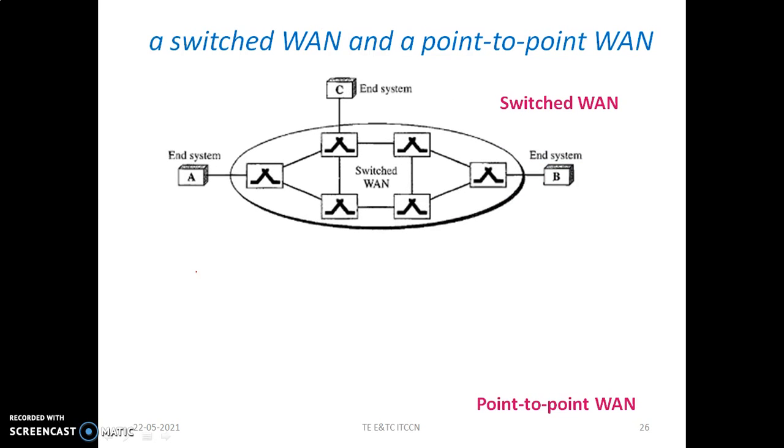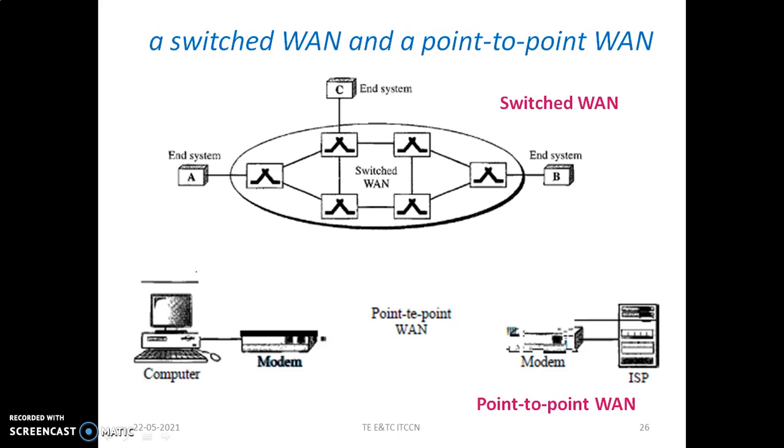Under the switched wide area networks, end systems are connected at large scale over the WAN. While in the case of the point-to-point wide area networks, the connection is between one single computer and the modem, which is used as the connectivity. For point-to-point WAN, the example can be again a modem with the internet service provider.